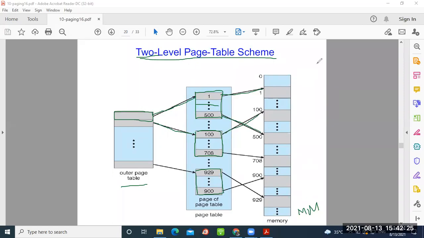Instead of maintaining a very large page table, suppose my page table consists of 10,000 pages. Assume how difficult it would be to implement this, with a data entry of 10,000 in the page table. That is very difficult. So instead of doing that, what can I do? I will take an outer page table of size 10 and an inner page table of size 100.